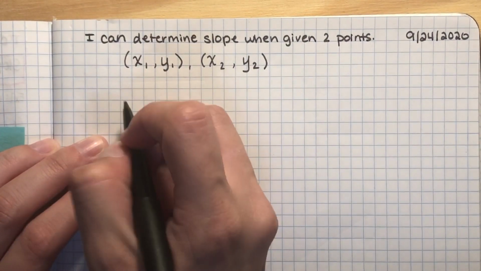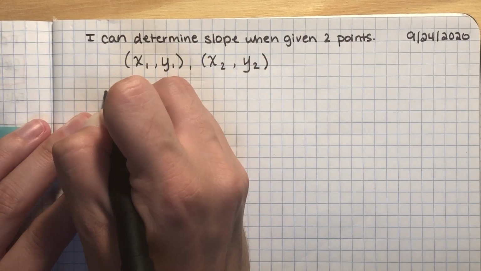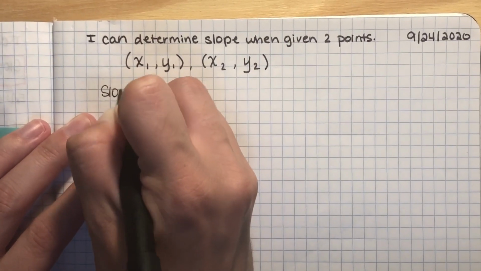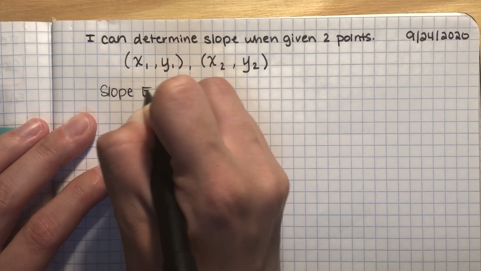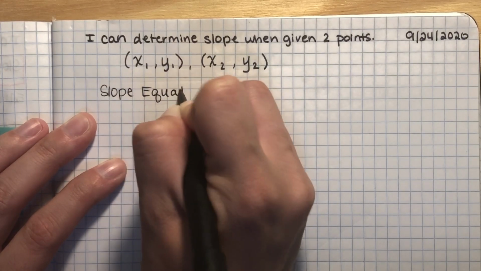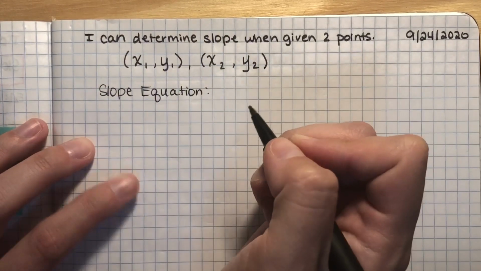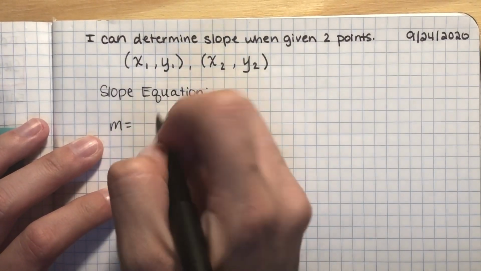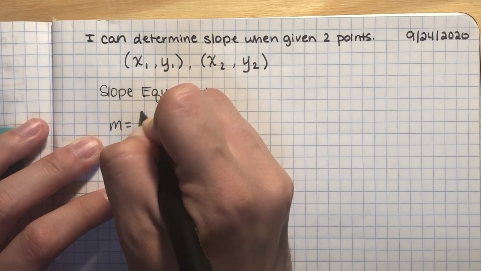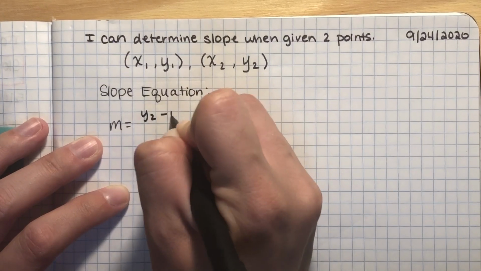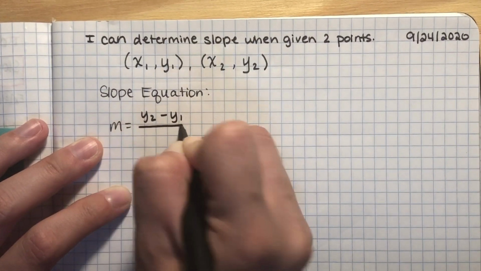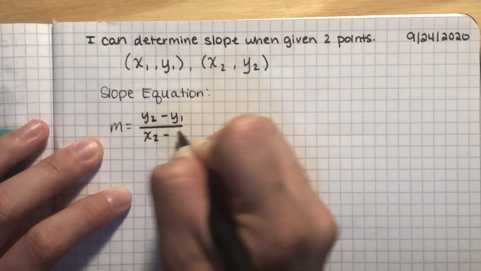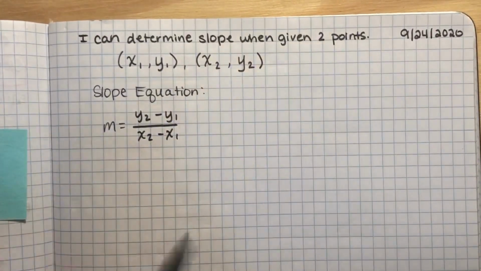So an important thing here is our slope equation. Our slope equation is m, being our slope, equals y sub 2 minus y sub 1 over x sub 2 minus x sub 1.